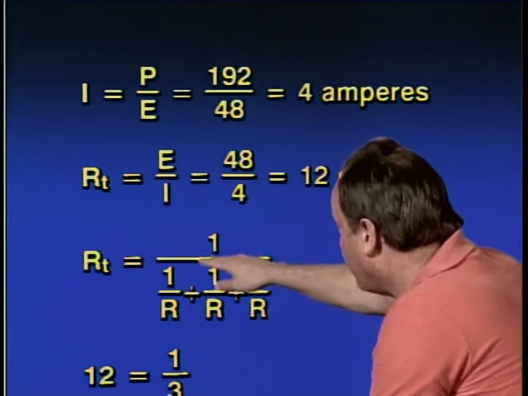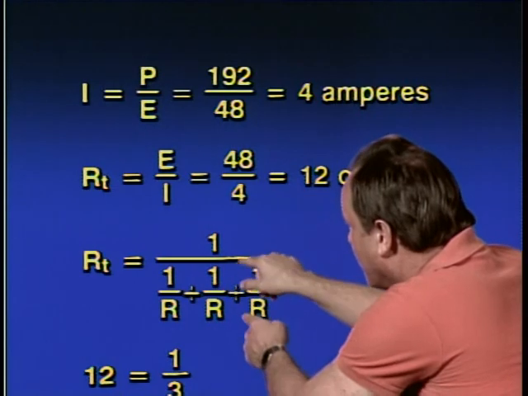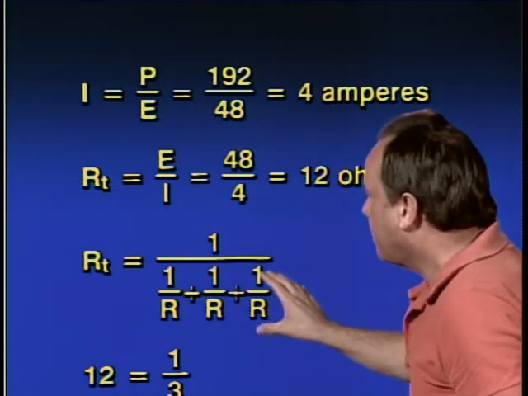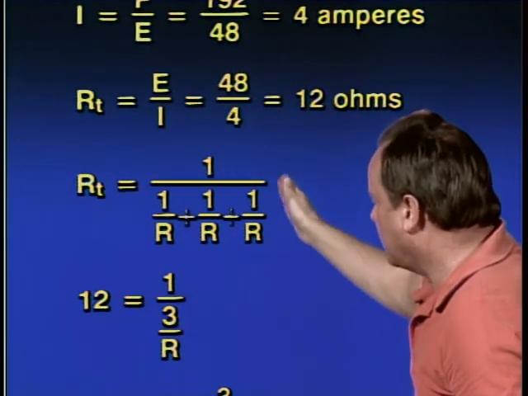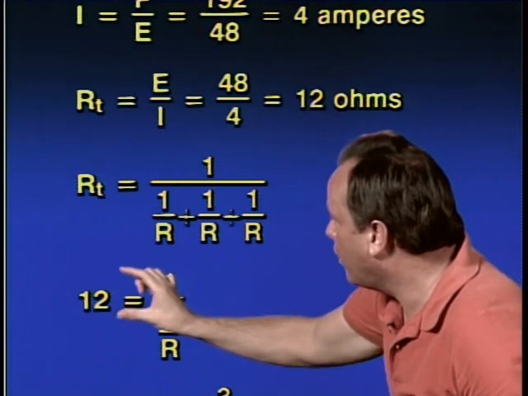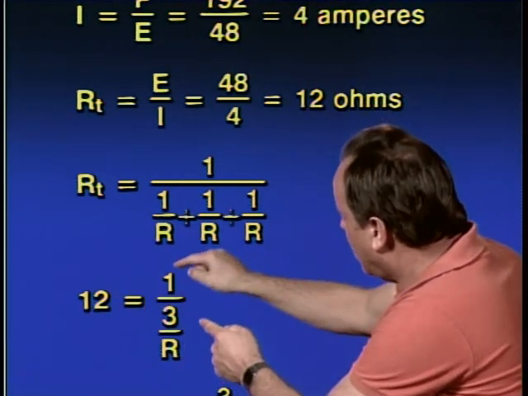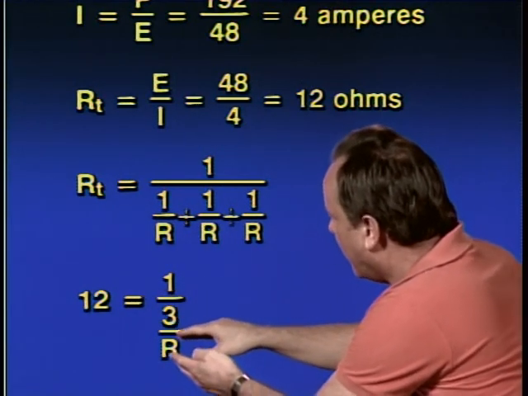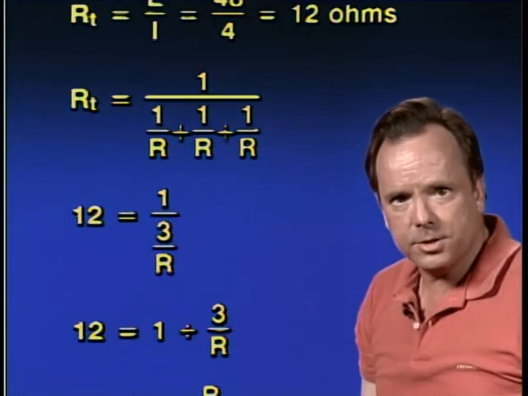Over the three fractions, resistance 1 plus resistance 2 plus resistance 3, 1 over those. That's fractions. Okay? Now, if the denominators are all the same, you can add fractions together. So that 12 ohms as a total resistance can also be expressed as 1 over the fraction 3 divided by the resistance value for each one of those resistances.